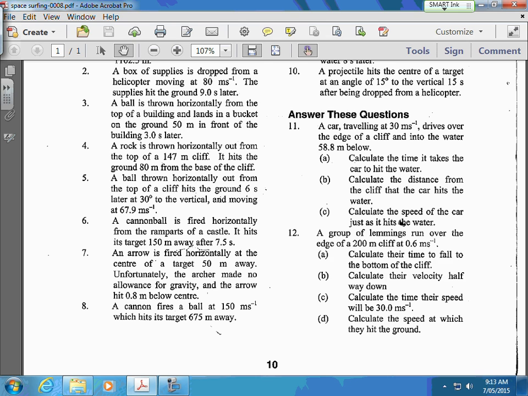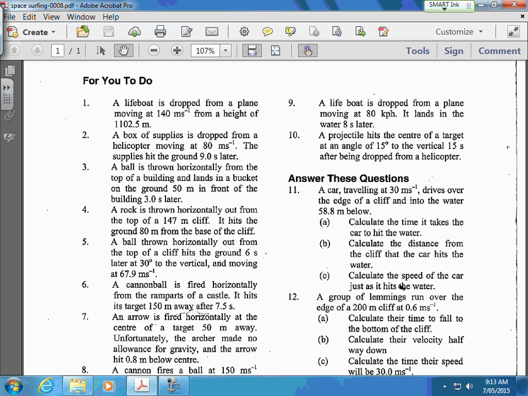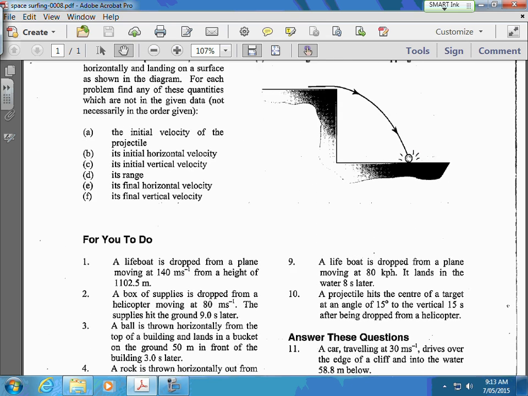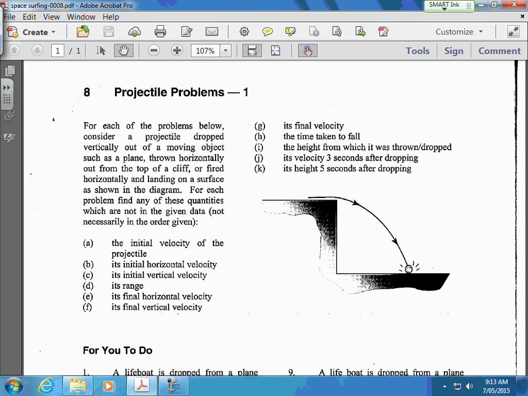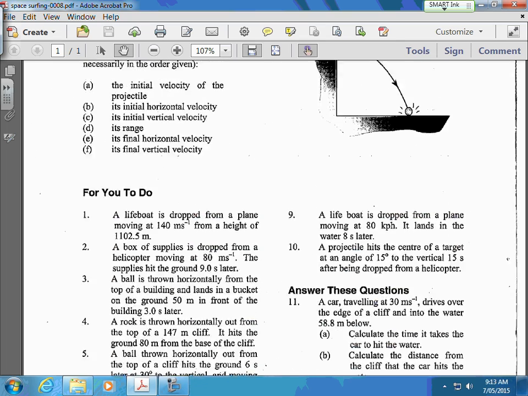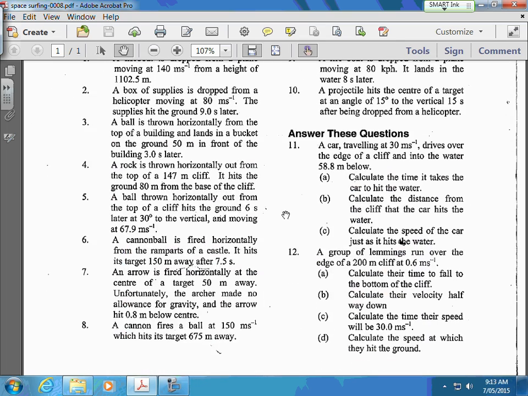Isn't that the... We're talking about... He pointed to that one and said there, projectile problems 1.